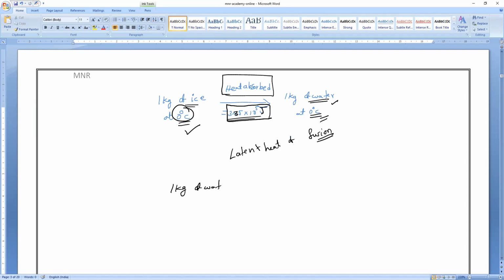Same way, you want to convert 1 kg of water at what temperature? At 100 degrees Celsius. If you want to convert it into 1 kg of steam at the same 100 degrees Celsius, then what is the heat absorbed again? Heat absorbed by the water, how much? 6 into 10 to the power of 5 joules.